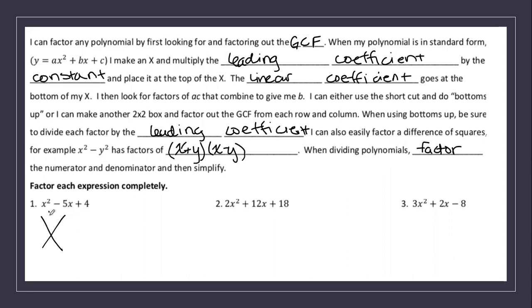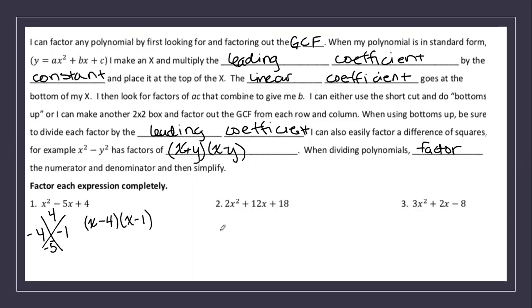A times c is 4. My b is negative 5. I know negative 4 times negative 1 gives me positive 4. If I combine, I get negative 5. So my factors are x minus 4 times x minus 1.